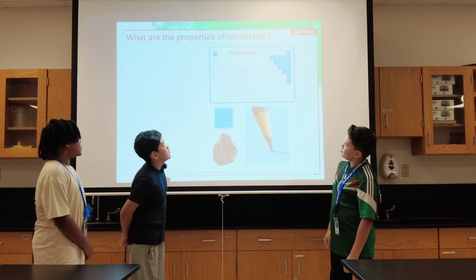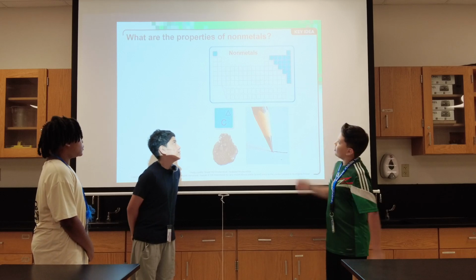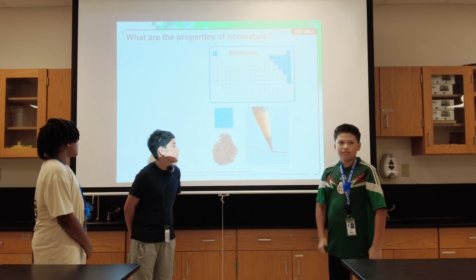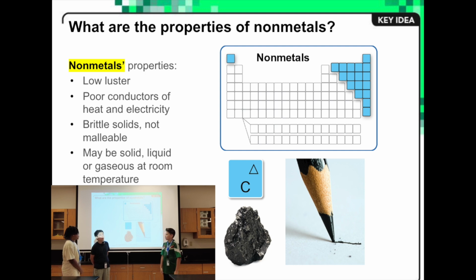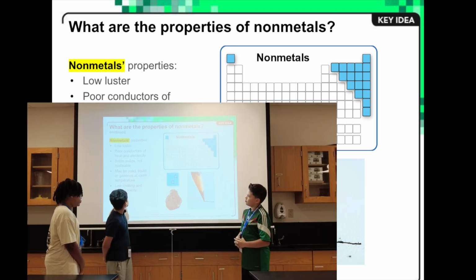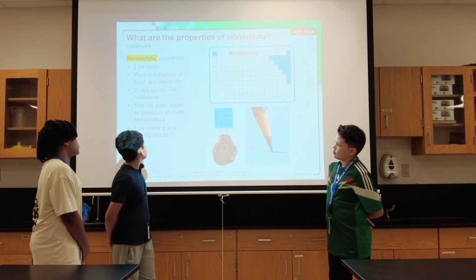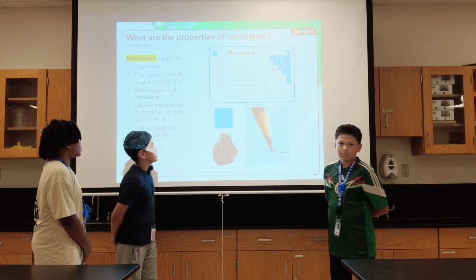What are the properties of nonmetals? Non-metals are found on the right side of the periodic table. One example of this is carbon. Non-metal properties: low luster, that means that they're not shiny. Poor conductors of heat and electricity, that means that they can't really conduct heat and electricity. Brittle solids, that means they can break easily. Not malleable means they can't bend under pressure. They may be solid, liquid, or gaseous at room temperature, with low melting and boiling points.